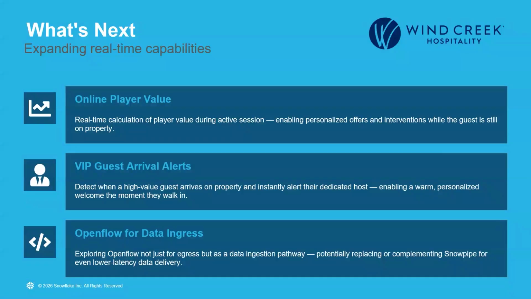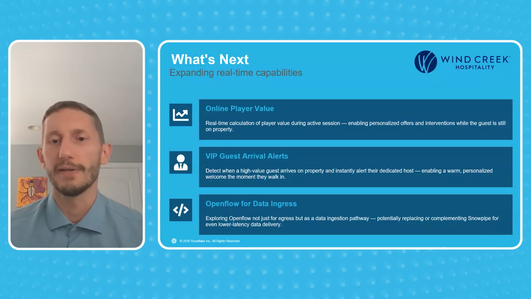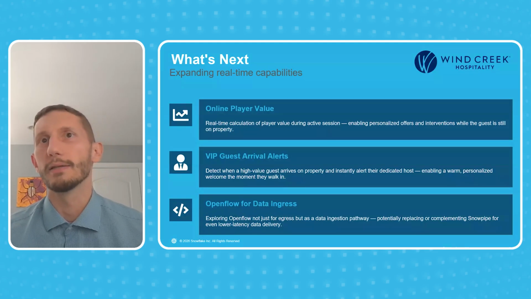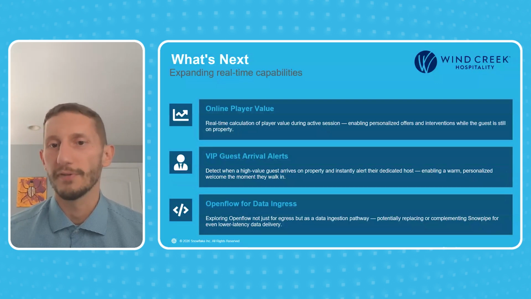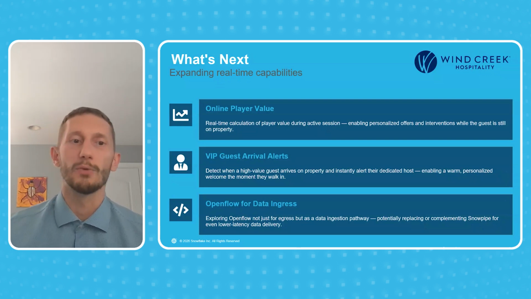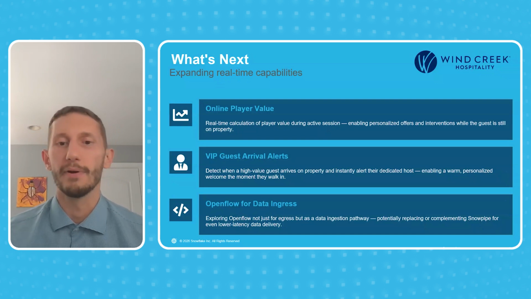Our next step is the online player value project. This is supposed to introduce other use cases similar to food credits. One of them is VIP guest arrival alerts. So now that we have the player profiles and we can track those card swipes on any terminals in the facility, be it slot machines or POS terminals like point of sale, we can come to the guest and give a warm, personalized welcome at the moment they appear at the property.